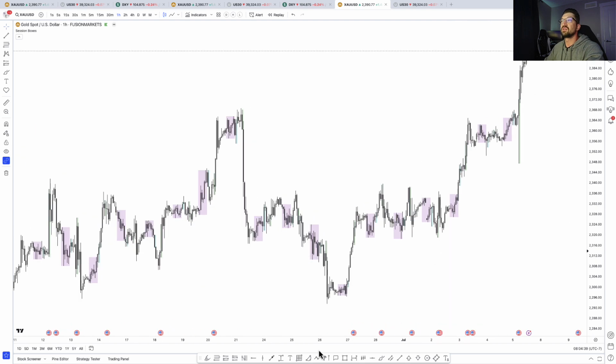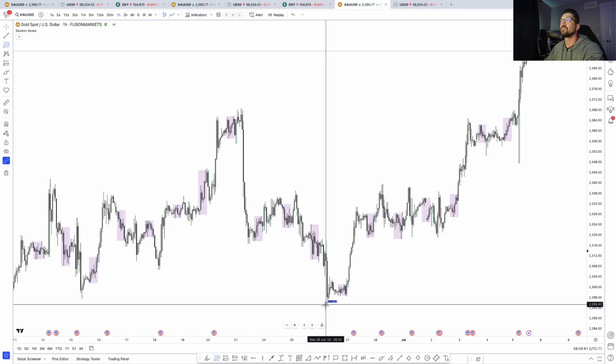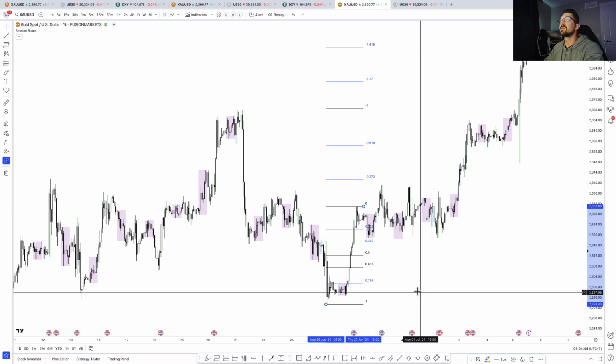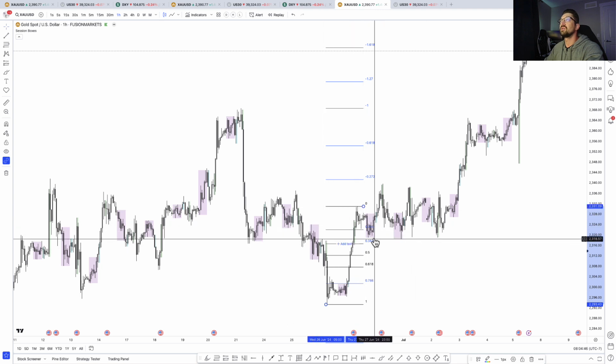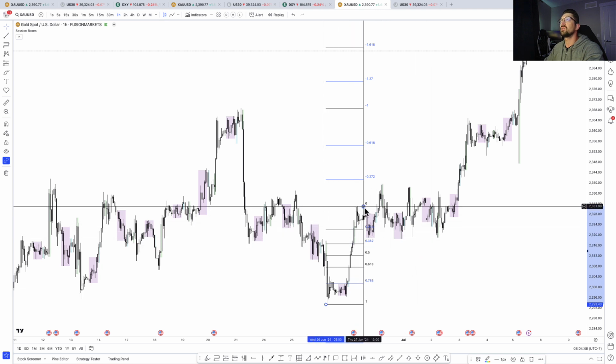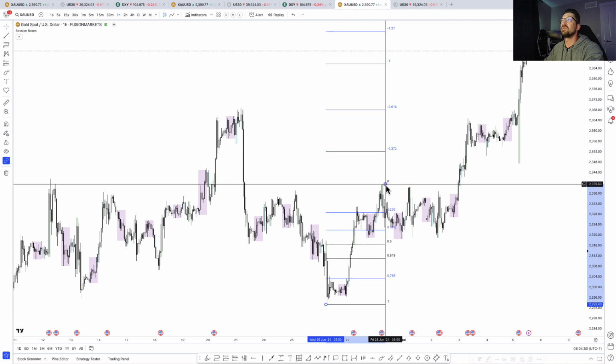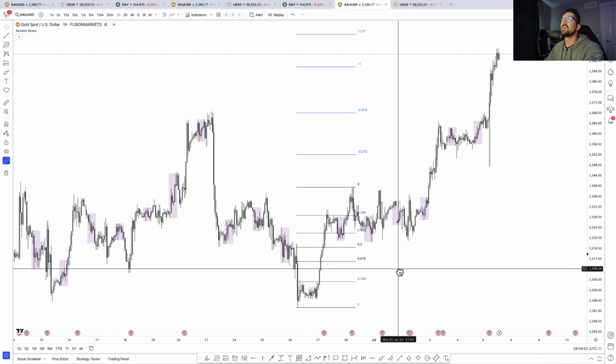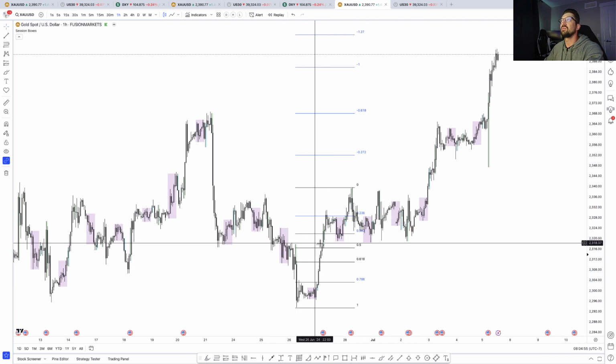and we just look at this reaction, you can see here price never pulled back to the 236. So what I would actually do is, since price is not really trending yet, you could kind of see that price never came down to the 50.